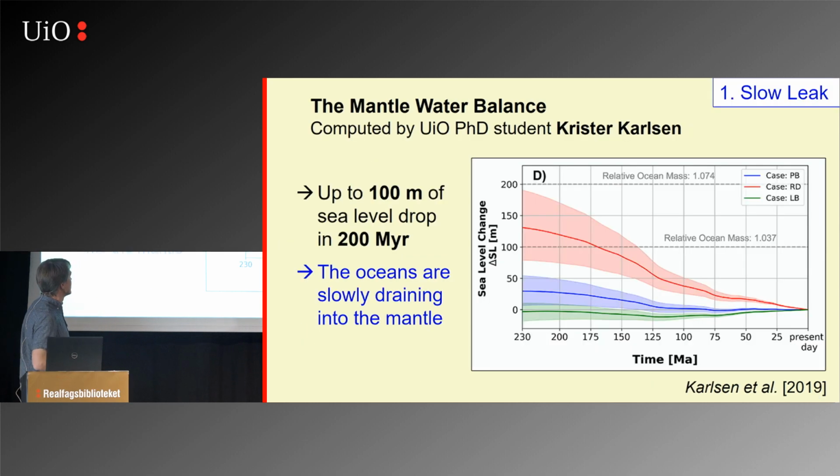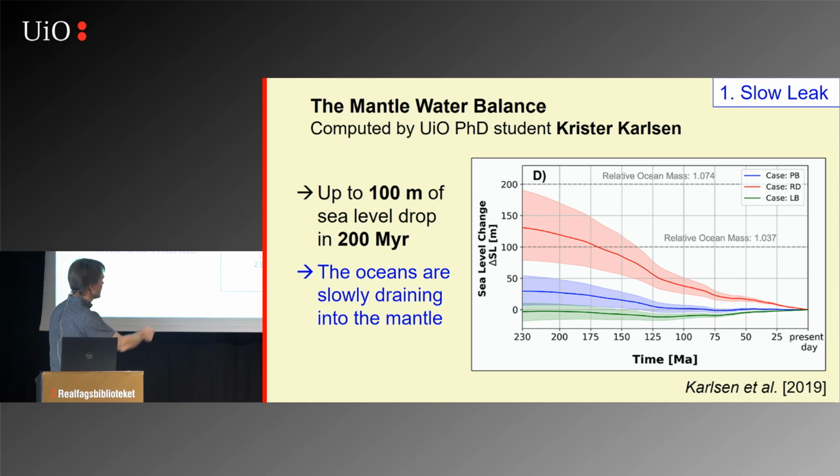So Christer Carlson, who's a PhD student here, maybe he's here. Yeah, he's here. He wrote a paper last year which estimated what the imbalance was over the past 200 million years. He came up with several different models of estimates of how much water is being lost to the interior of the Earth, and it's up to about 100 meters during the last 200 million years. So some of that sea level drop that I showed you previously could be due to water loss from the surface of the ocean into the interior.